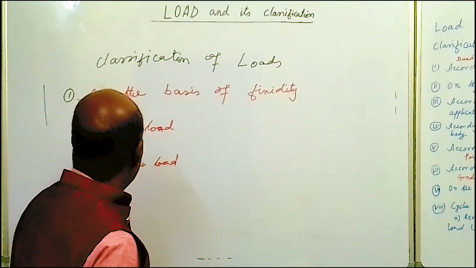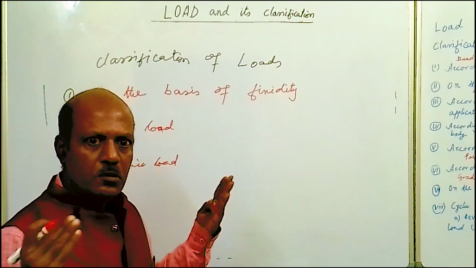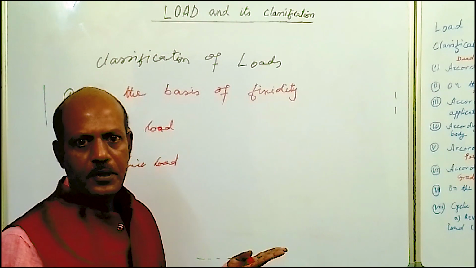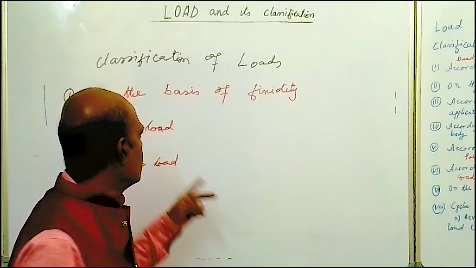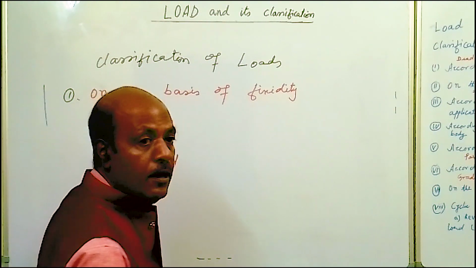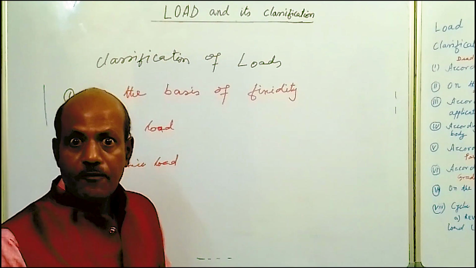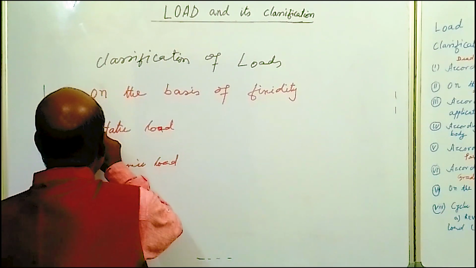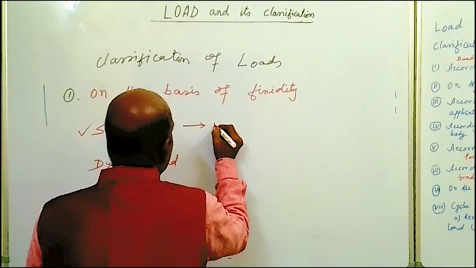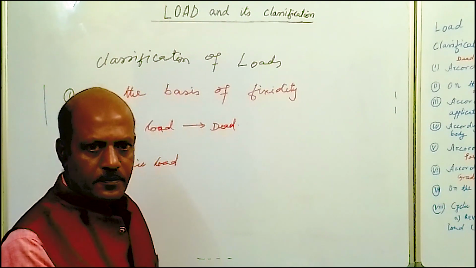So in this, what is static load? The load whose magnitude will not vary throughout its life period, or the period when it is applied over the body. The magnitude of the load will not vary as long as it is applied over the body. That kind of load is called static load. For example, the dead load that we have seen comes under static load.